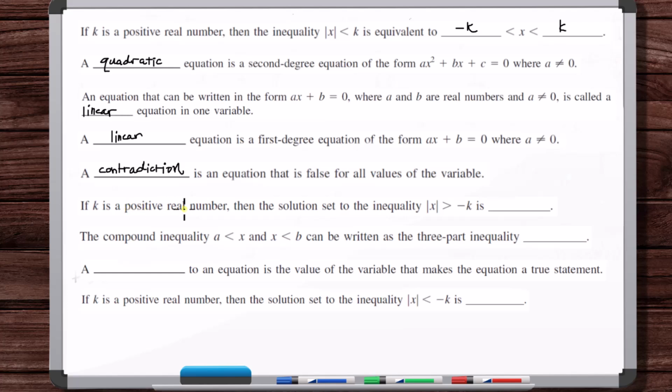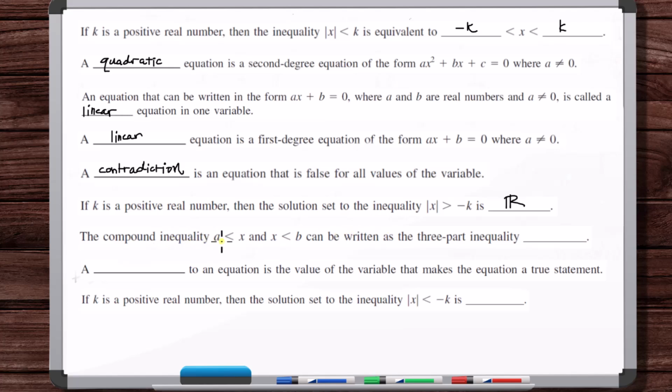If k is a positive real number, then the solution set to the inequality, the absolute value of x is greater than minus k, is all real numbers. Everything is going to be greater than minus k, because this is always going to be positive.